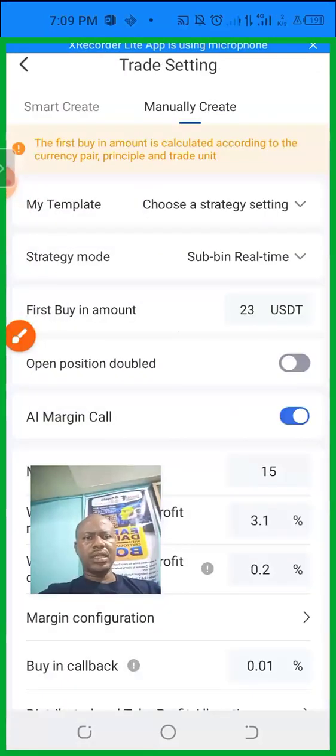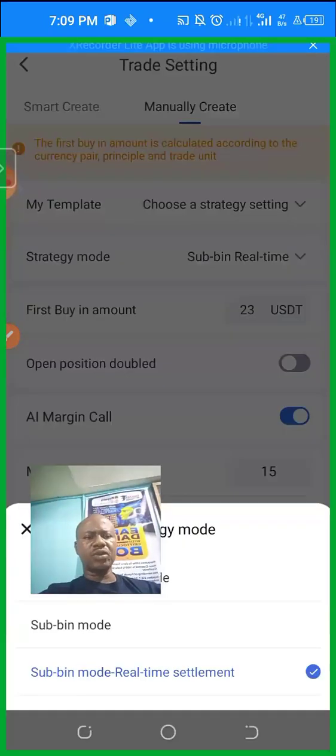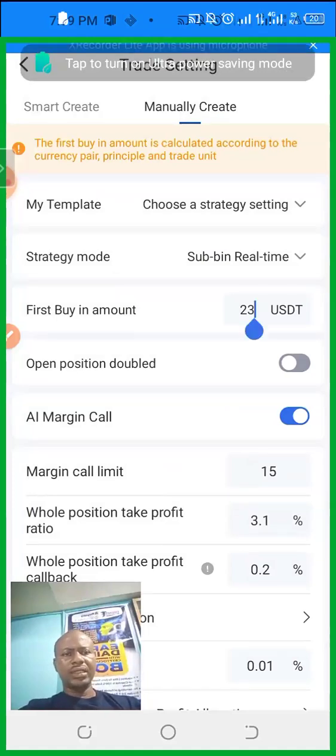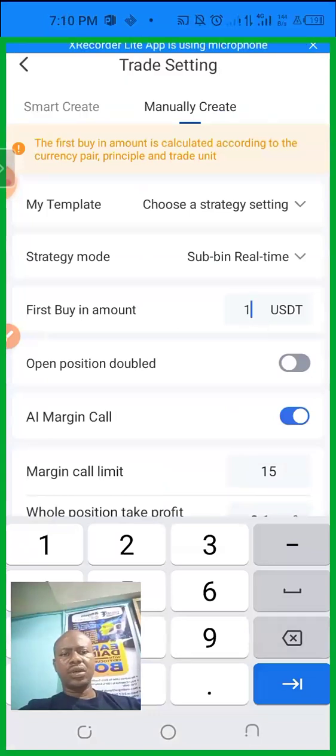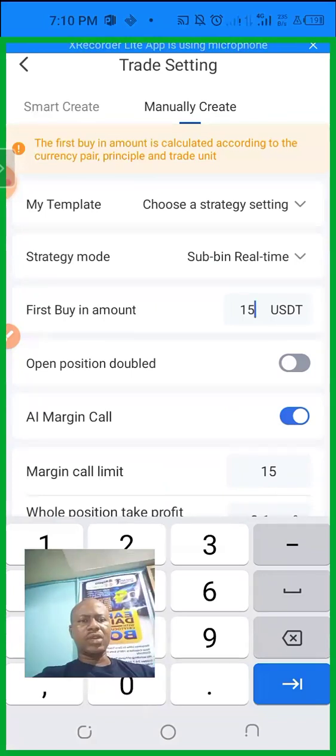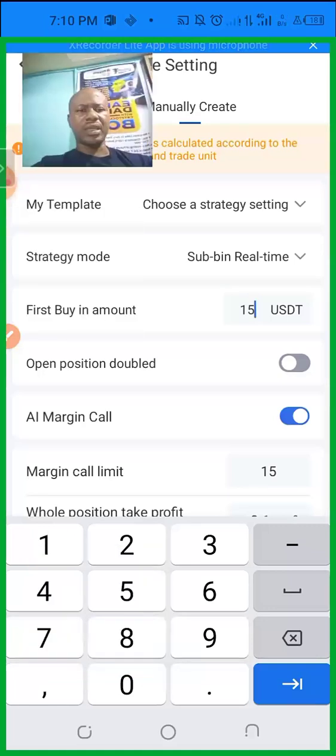Then make sure that by default it will be on all position take profit. It will be on OAS mode. Don't ever make that mistake. Change it to subbing real time, please. Then you can change your first buying amount to the amount that you saw on your trade setting strategy, whether you are using bronze, silver, or jade. We have three settings for each capital. Then turn off the air margin call.